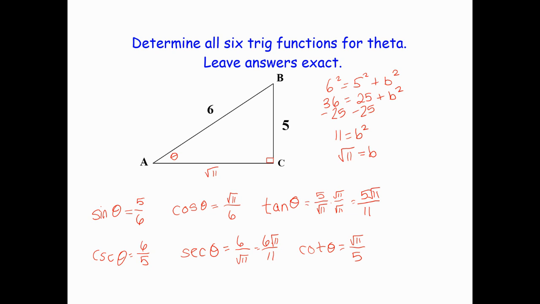And if you notice, you can see the relationship. If sine is 5 over 6, then cosecant is 6 over 5. If cosine is the square root of 11 over 6, then secant technically is 6 over root 11, but we know we have to rationalize. Same with tangent. Tangent was originally 5 over root 11, so cotangent is root 11 over 5. Remember to always rationalize the denominator if possible.